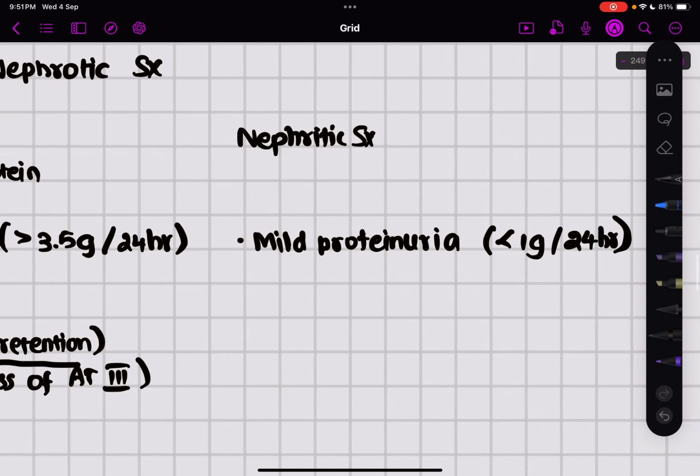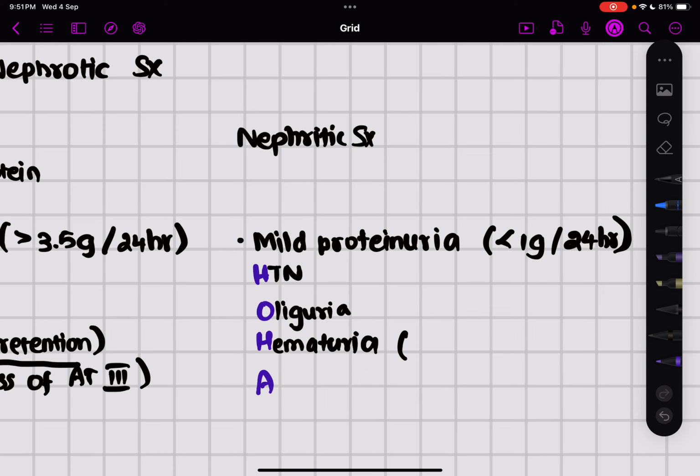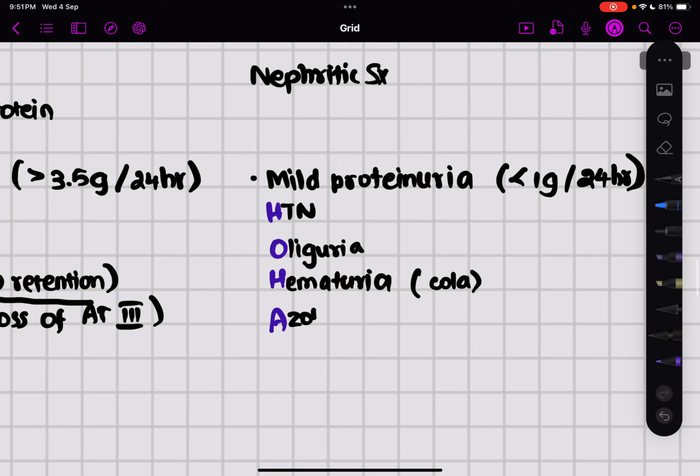And the mnemonic here is HOHA. H is hypertension. O means oliguria. H means hematuria, which is commonly called cola colored urine. And A is azotemia. Azotemia is increased blood urea nitrogen.